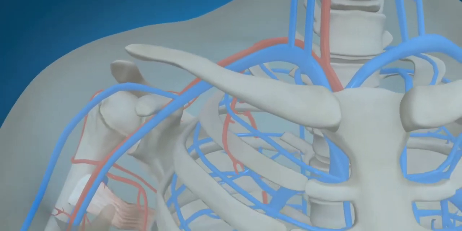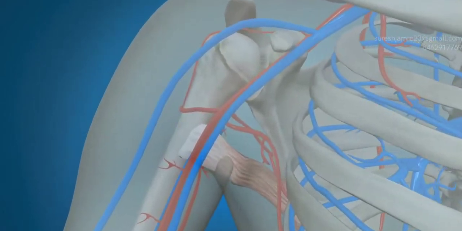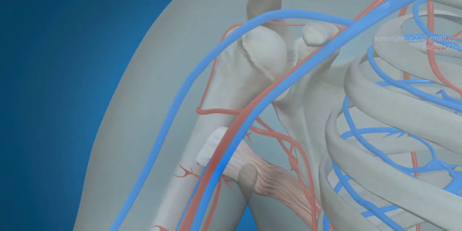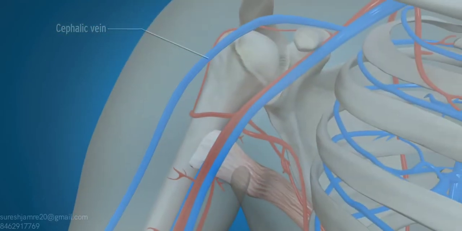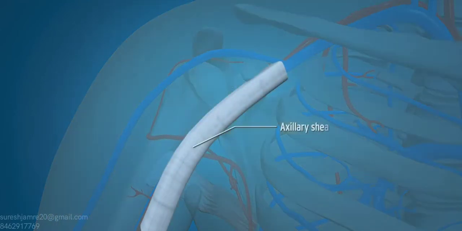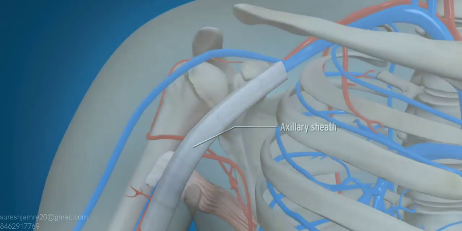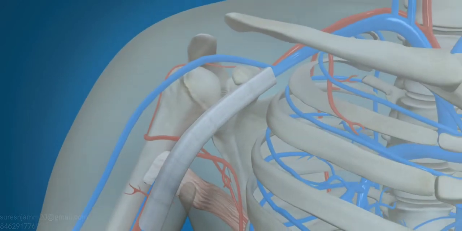It receives the tributaries corresponding to the branches of the axillary artery. A larger tributary which drains into the upper part of axillary vein is the cephalic vein. Axillary sheath covers the axillary artery and axillary vein.